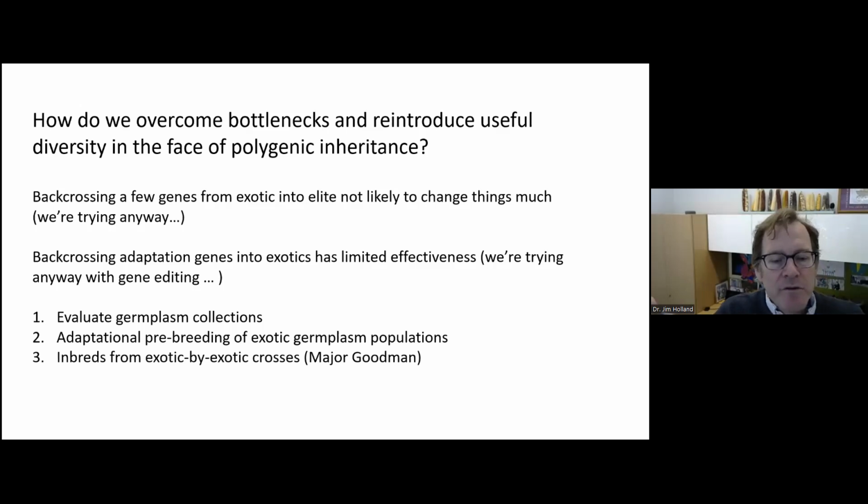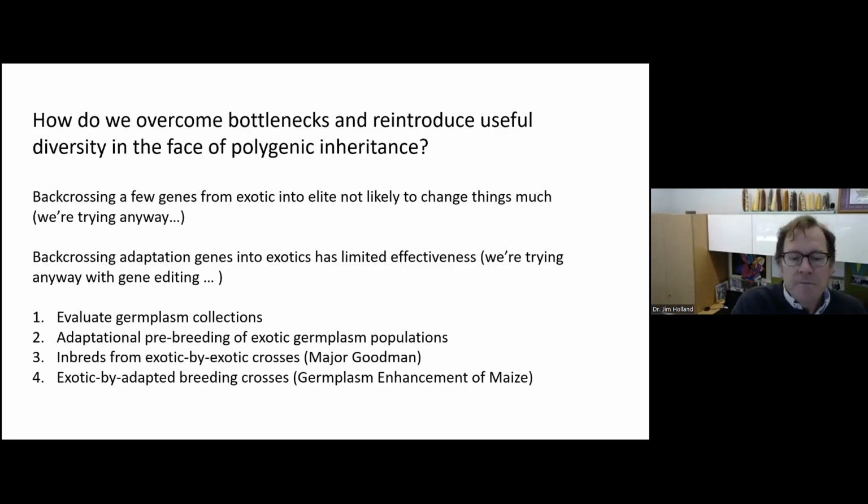And then going from populations to inbreds, as I showed you, there is a collection of tropical inbreds, and there are programs like CIMMYT and IITA that are public programs generating tropical inbreds. Is there a way to use those things effectively in temperate environments? And Major Goodman, who recently retired from NC State, did this for many years, and I'll show you some of his success stories.